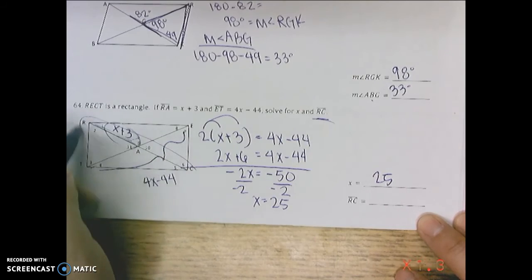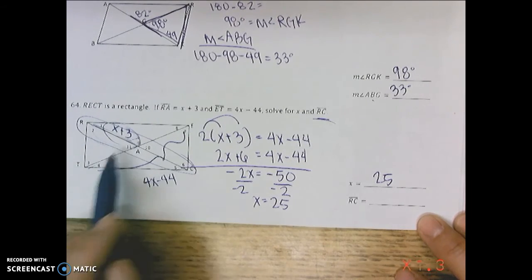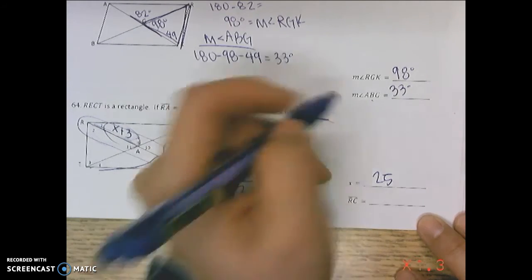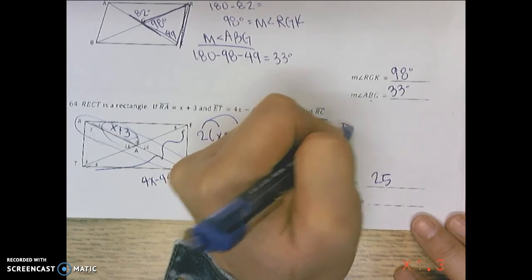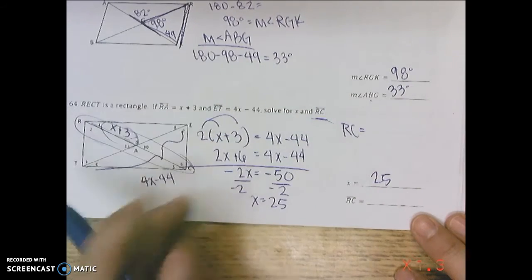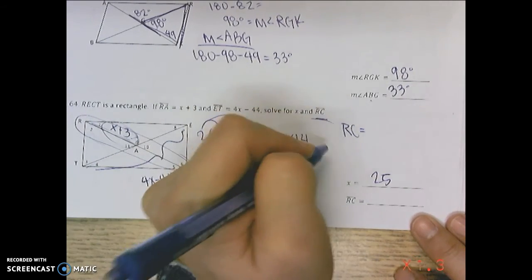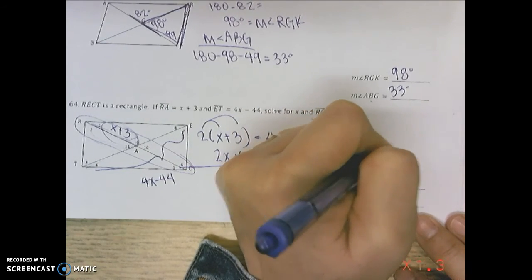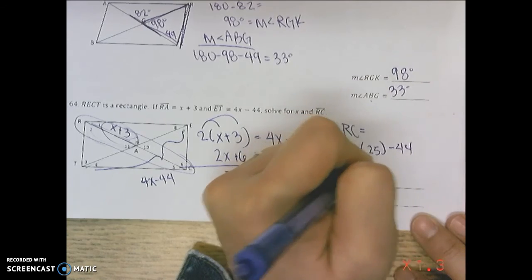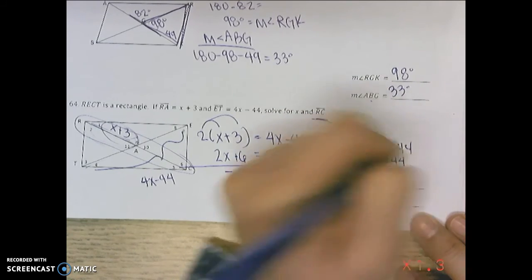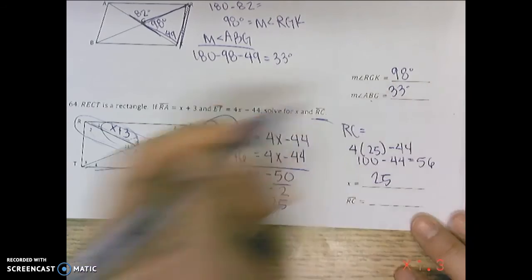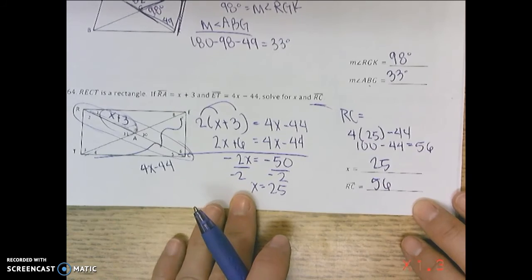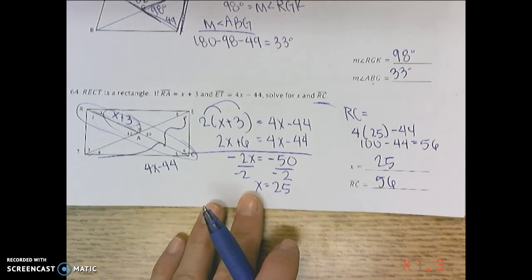Well, RC is the entire segment, which, because it's a rectangle, RC and ET are the same. So to get RC, I'm going to just plug it into the equation for ET, which is 4 times x, 25, minus 44. So 100 minus 44 equals 56. RC equals 56. And that's number 64.